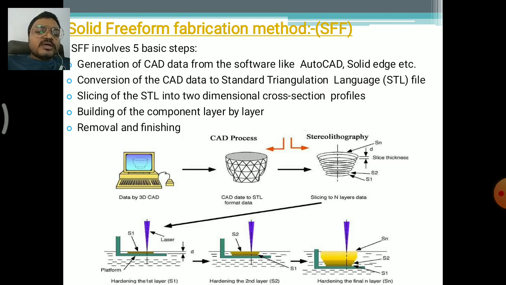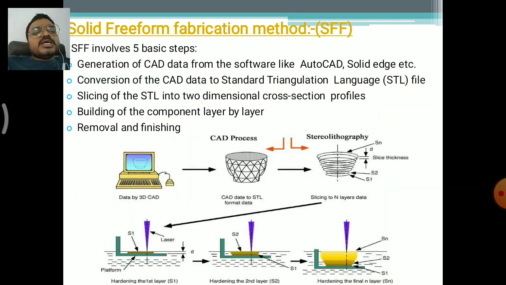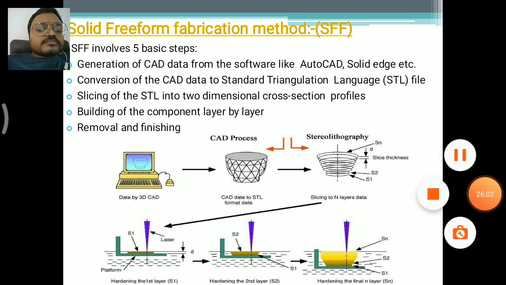This is the only method that uses a software model. All the other methods generally use mechanical machines only. So these are the processing techniques used for the manufacturing of FGMs.